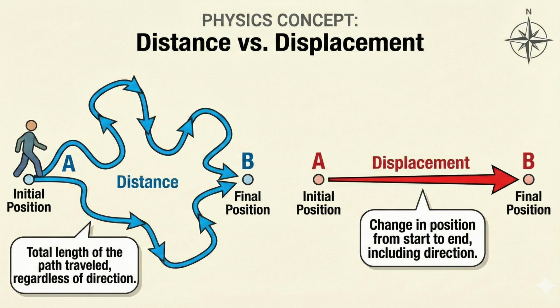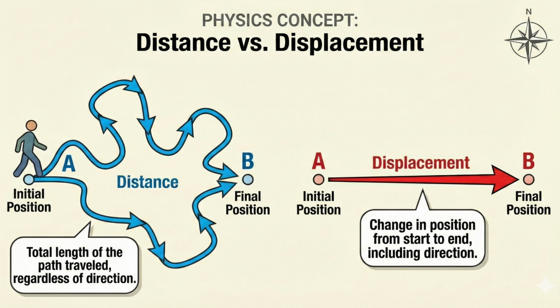Introduction to Displacement. Displacement is a fundamental concept in physics that describes the change in position of an object. Whenever an object moves from one place to another, its position relative to a reference point changes. Displacement helps us understand motion more accurately because it considers both the amount of movement and the direction of movement.